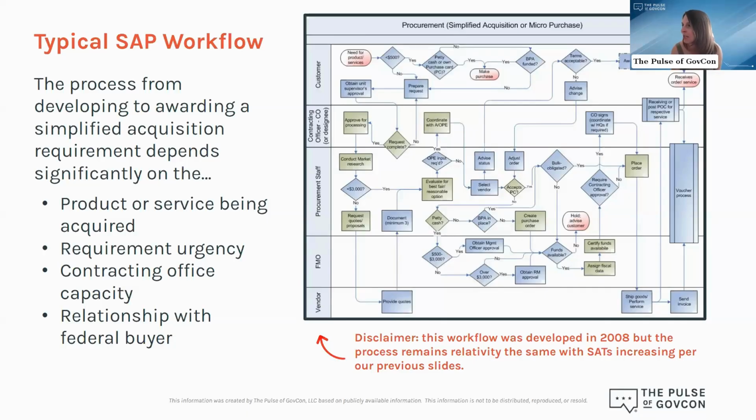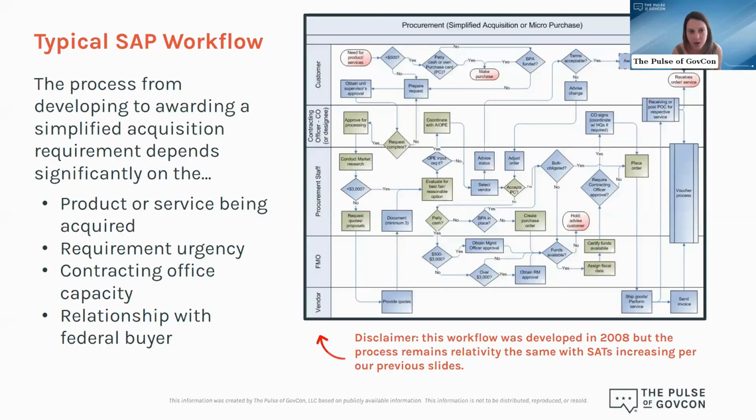So you can really see what the decision making is, how they get from the vendor to the customer. But as Haley did mention, this process really does vary on the product and the service being acquired, the requirement urgency, right? During COVID, simplified acquisitions were utilized a lot, and the threshold rulings were really kind of pushed to their limit due to the urgency of the requirement.